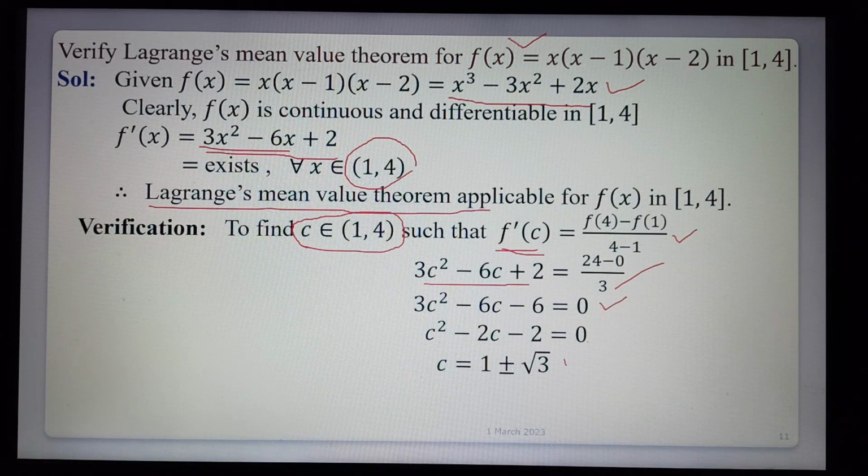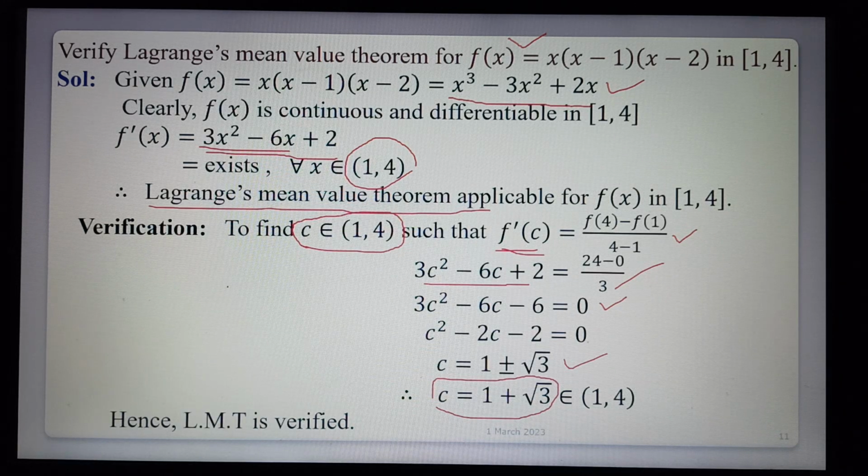C is equal to 1 plus or minus root 3, and these are irrational roots. Which value belongs to the given interval 1 comma 4? So C is equal to 1 plus root 3. Only 1 plus root 3 belongs to 1 comma 4, but 1 minus root 3 does not belong to the interval. Okay? So one point exists between 1 and 4. Therefore, we verified Lagrange's mean value theorem. Okay, is that clear?